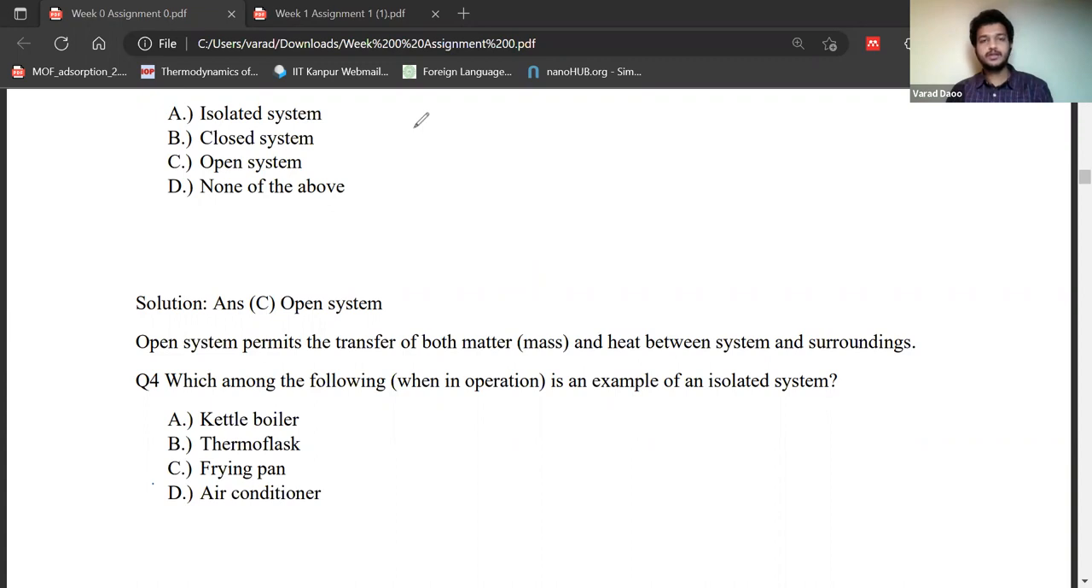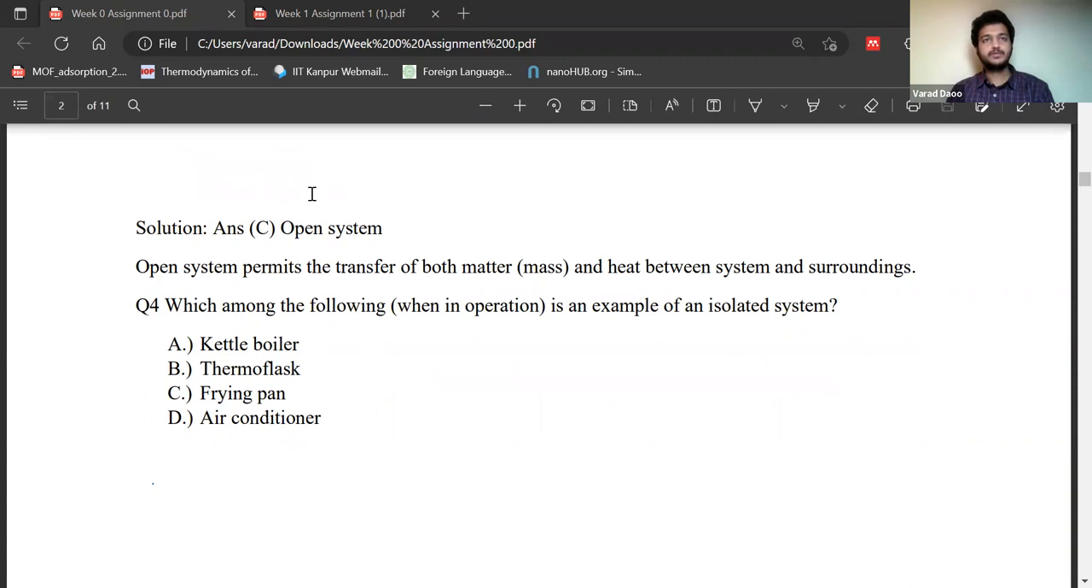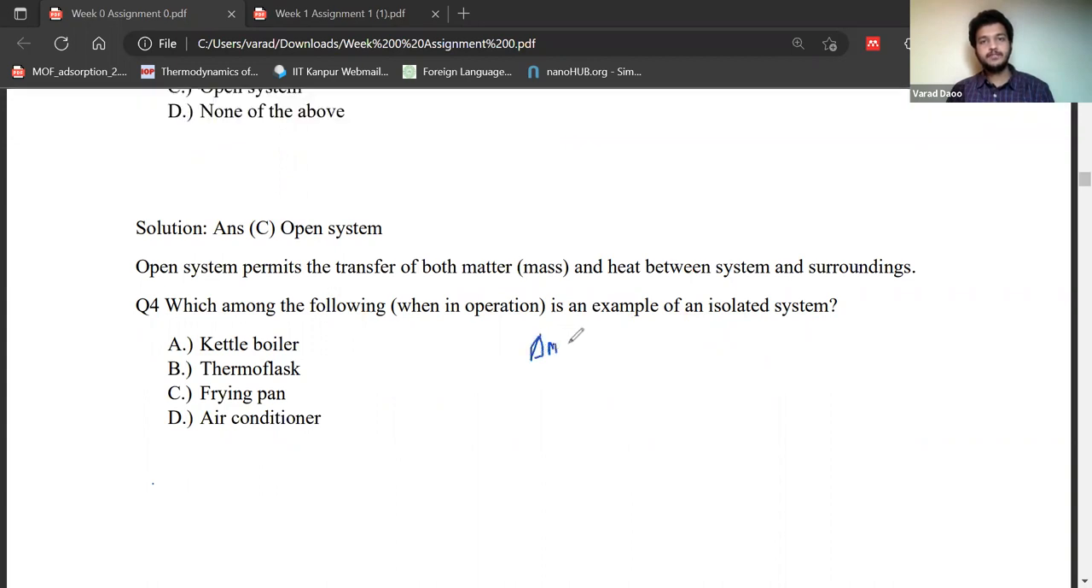So let us go to the next question, right? Which among the following, when in operation, is an example of an isolated system? Isolated means delta M equal to 0 and delta E is also equal to 0, right?